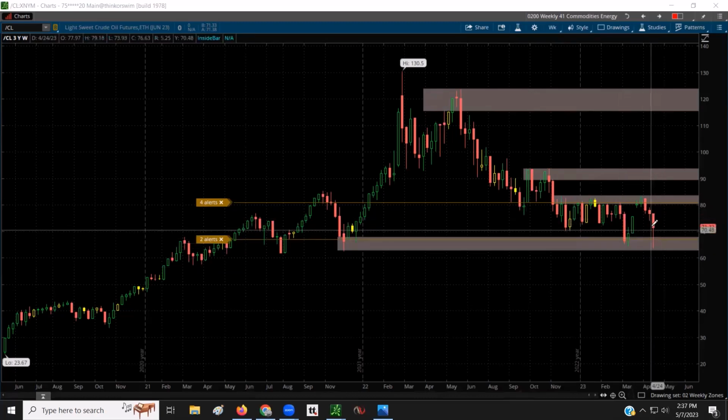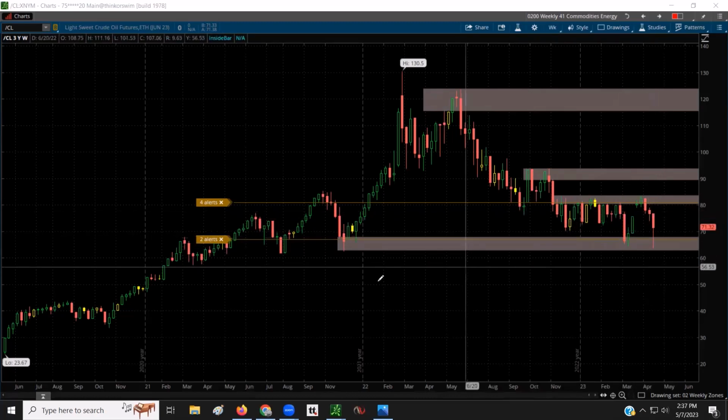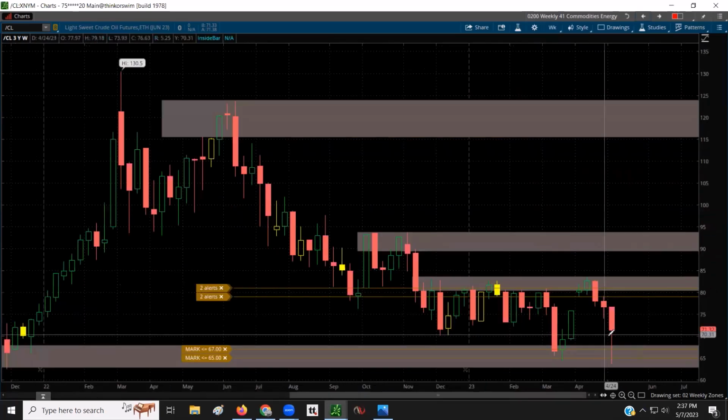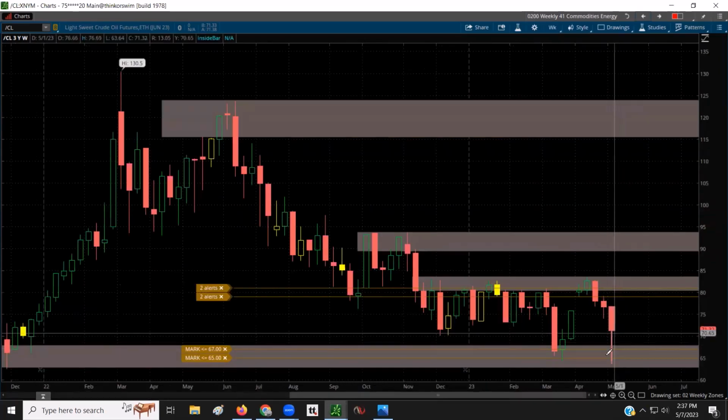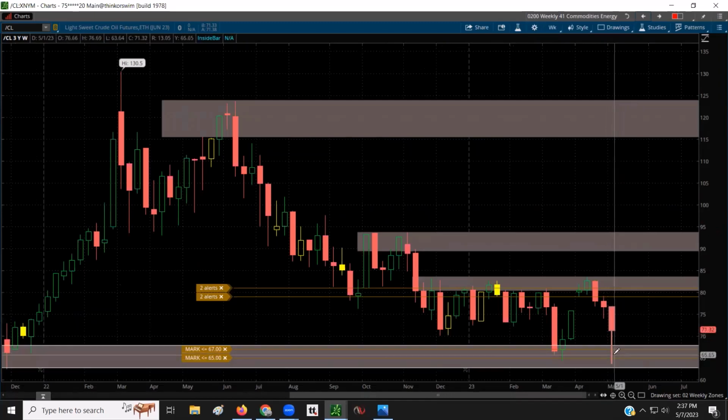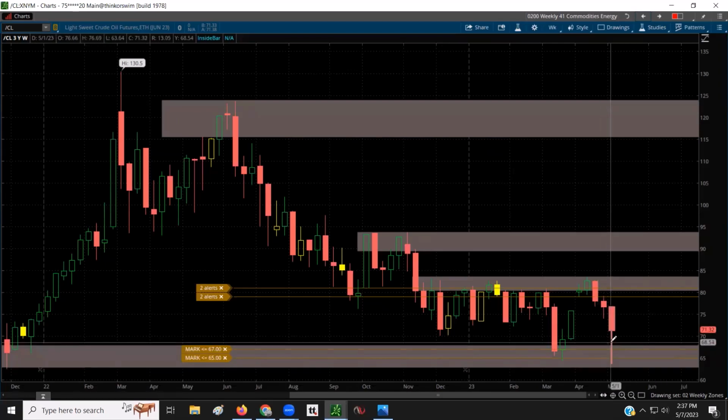The current candle for the week closed red, lower high, lower low. Huge wick on the bottom. Some people call them wicks, some people call them tails, some people call them shadows. So you may hear me refer to it one, two, or three ways.